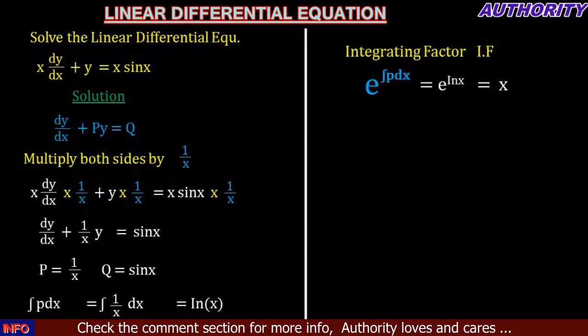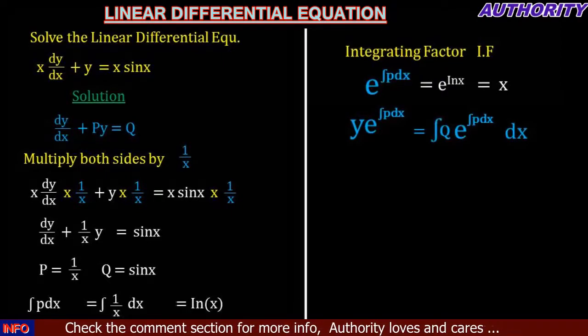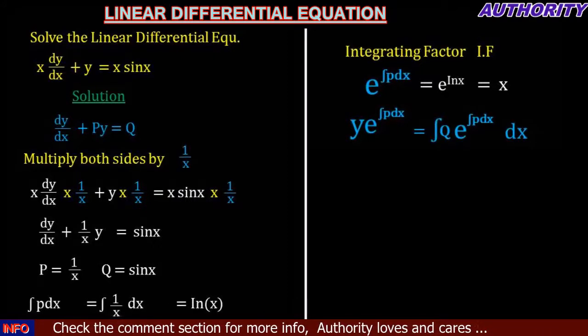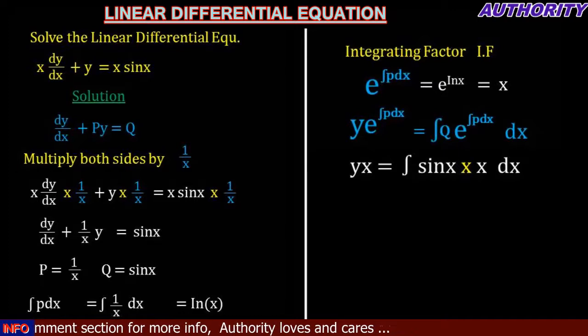Our solution is going to give us y multiplied by the integrating factor is equal to the integral of q multiplied by the integrating factor dx. And then our integrating factor is x. So x multiplied by y gives yx, which is equal to the integral of our q, which is sine x, multiplied by our integrating factor, which is x, and then dx. That is integrating sine x times x with respect to x.